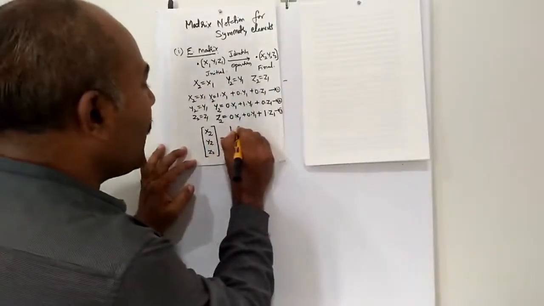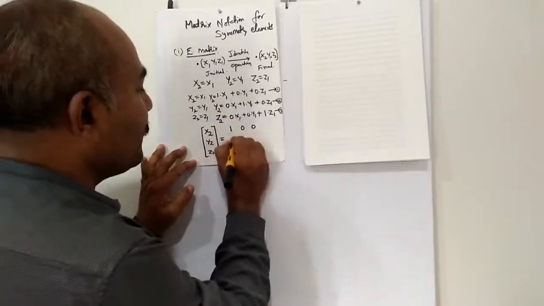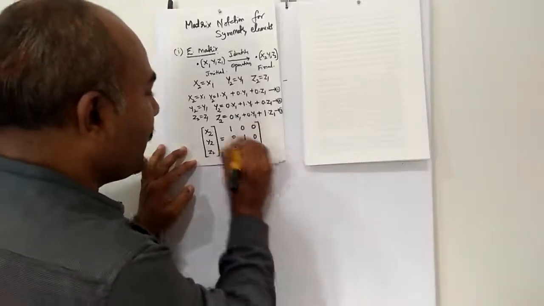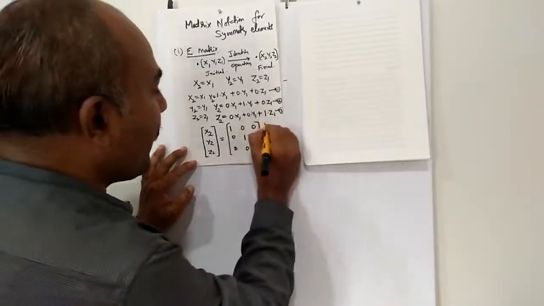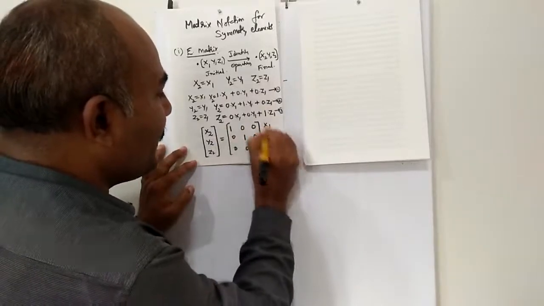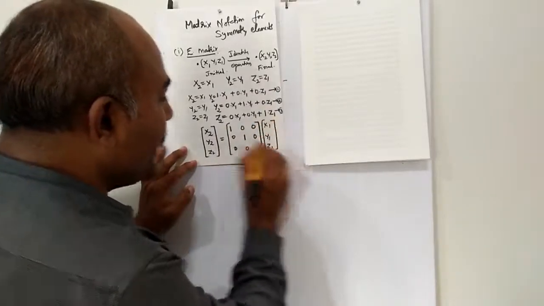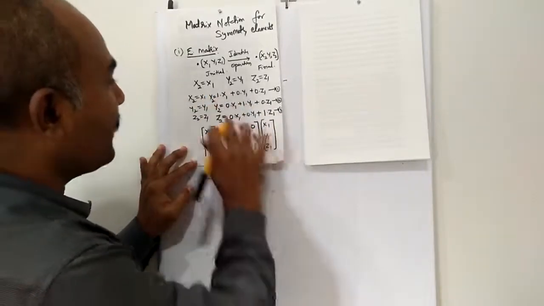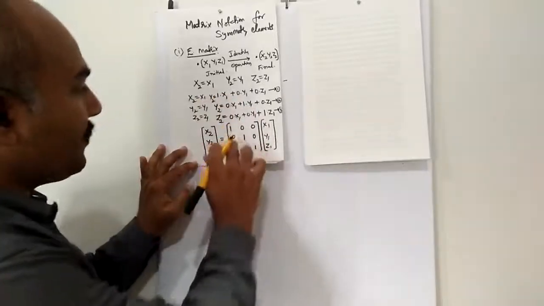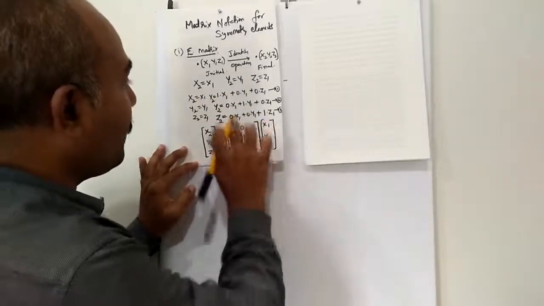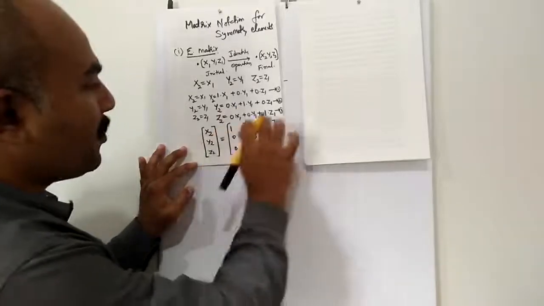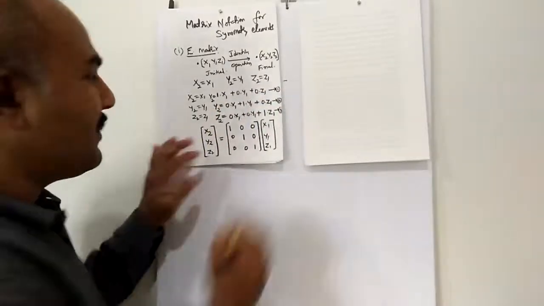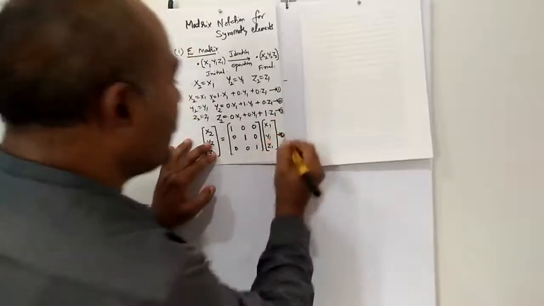How can you write it? 1 0 0, 0 1 0, 0 0 1 into x1, y1, z1. If you do the multiplication, 1 into x1 plus 0 into y1 plus 0 into z1, the answer will be 1 into x1. Likewise, 0 into x1 plus 1 into y1 plus 0 into z1. First row, first column. Second row, first column. Third row, first column. So the answer will be the 3 equations. This representation you keep as equation 4.